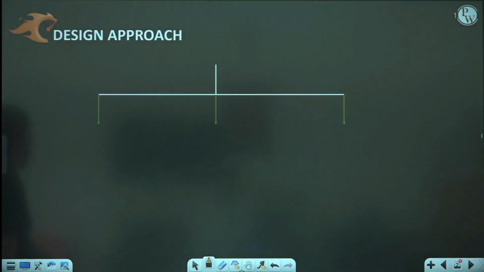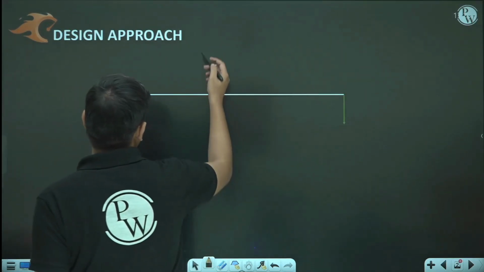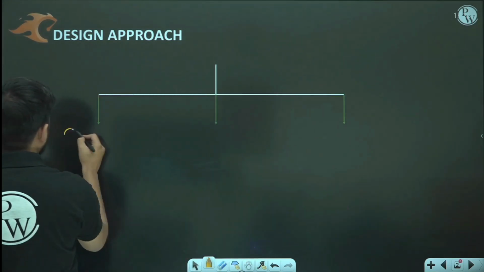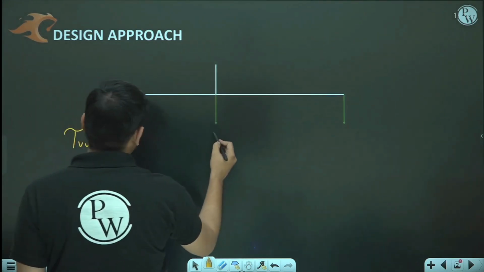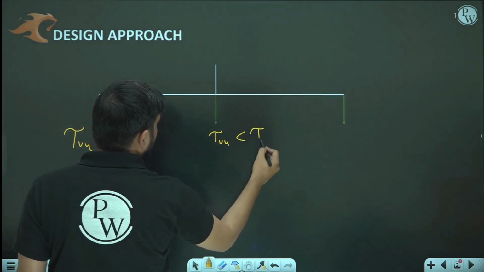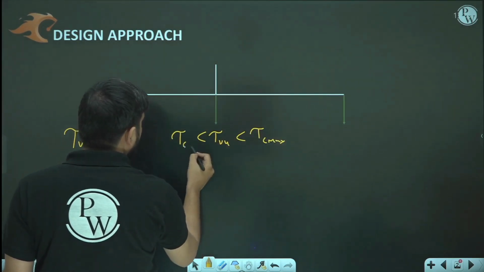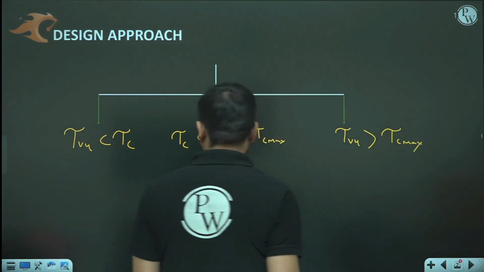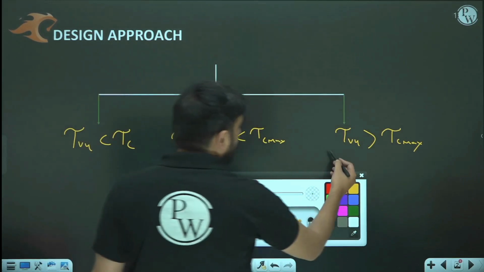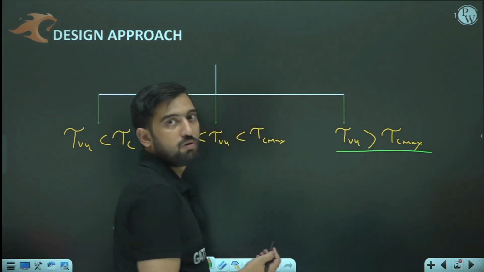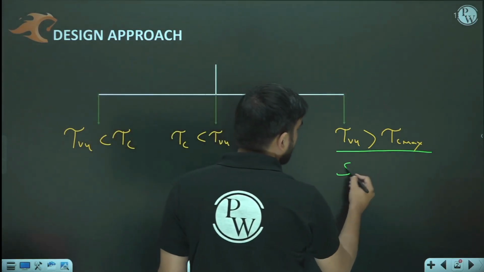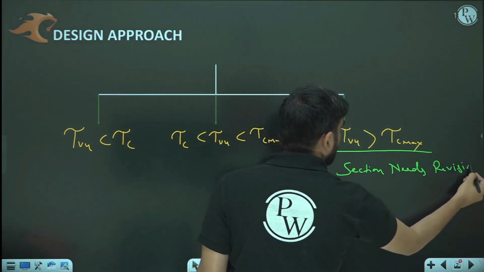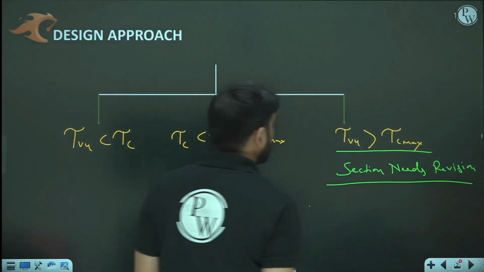So in design approaches, we have three cases. One is tau v less than tau c, another is tau vu lying between tau c and tau c max, and the third case is when tau vu is greater than the upper limit, tau c max. So here you cannot design your section for shear, you cannot provide shear reinforcement, because the section needs revision.